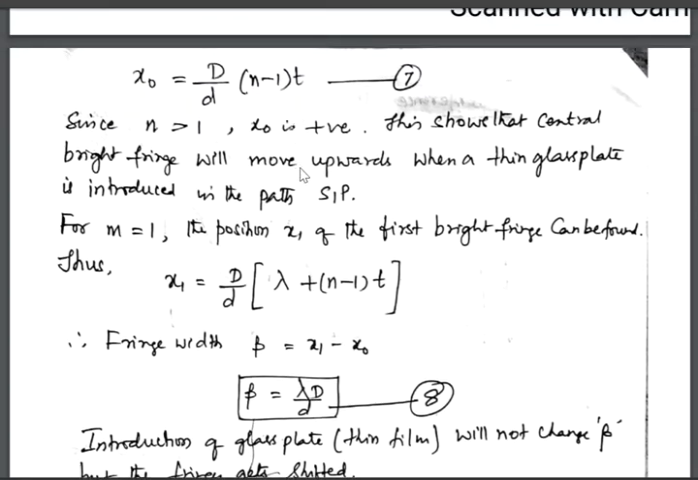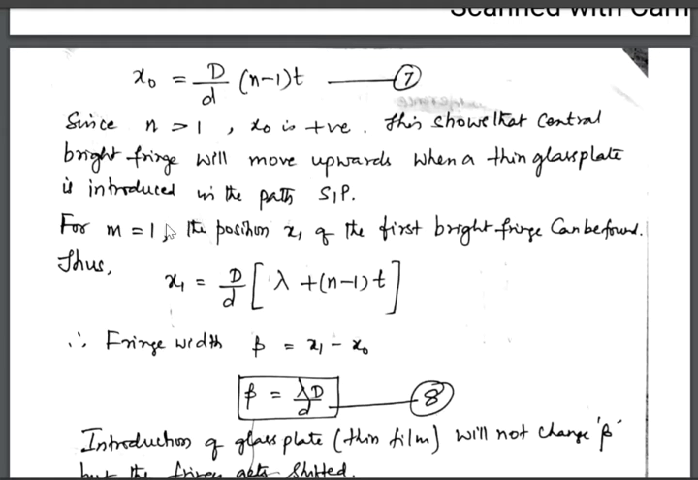Equation 7. If n is greater than 1, x0 is positive. This shows that the central bright fringe will move upwards when a thin glass plate is introduced in the path S1P. Similarly, if the glass plate is introduced in the path of the second beam, the shift will be downward. So the shift of the central bright fringe from the midpoint O on the screen is given by equation 7: x0 = (D/d)(n − 1)t.